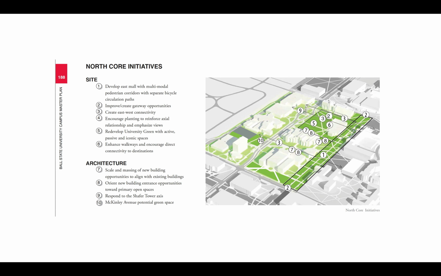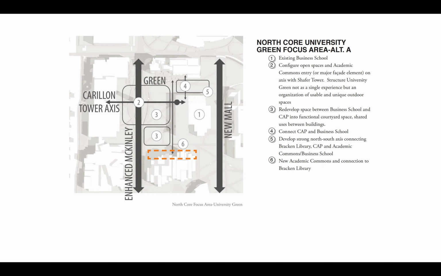North Core initiatives. This is a different view. I believe this is an isometric view or possibly dimetric view. You can see them starting to think about more enhancements, as well as a very clear drawing here, a representation of the East Mall proposal, which is under construction now. They have some wonderful, wonderful diagrams in this master plan.